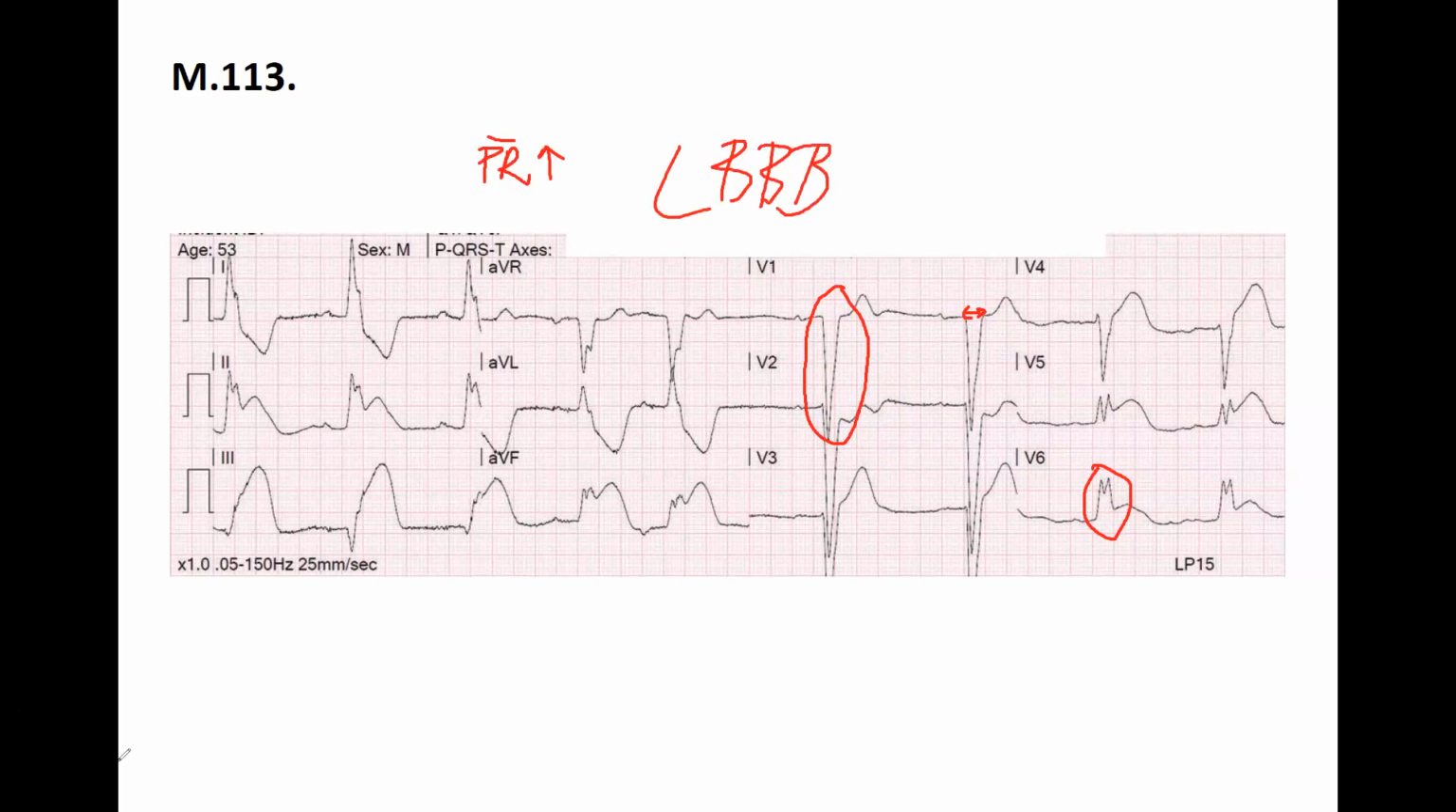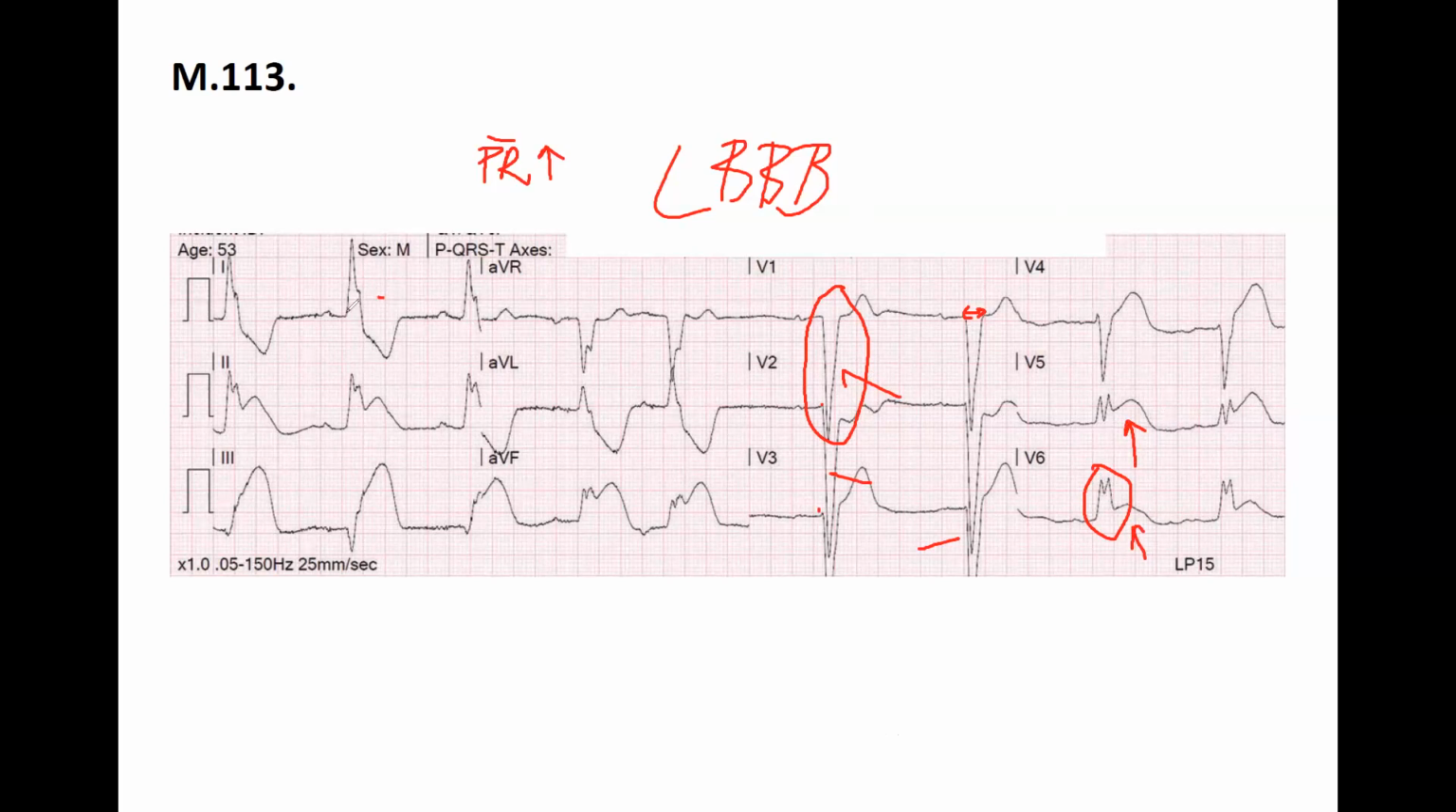Now, the next one, pathological Q wave. I can see it in V1, V2, V3. V4 not, and V3 no, because that's the initial R wave you can see here. But for sure, what do I see here in V5, V6? ST elevation. Yes. It means that you have a left bundle branch block plus an anterior STEMI.